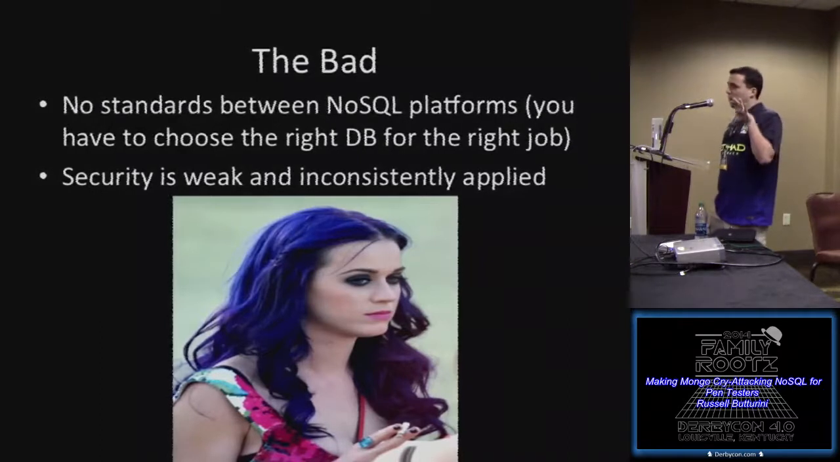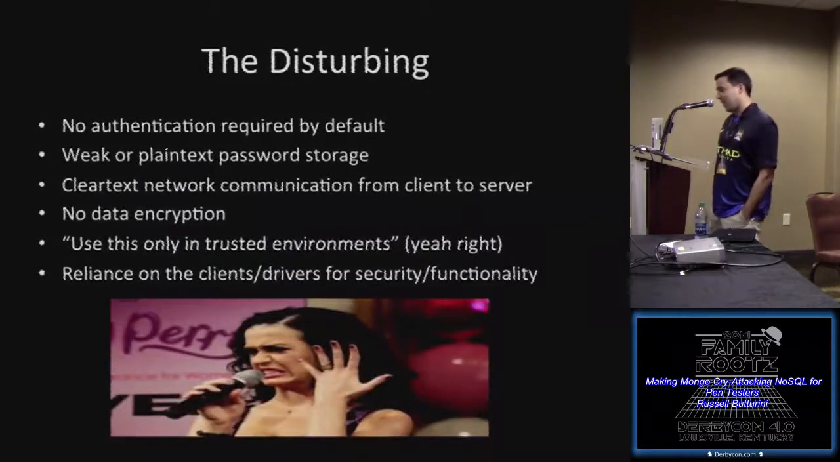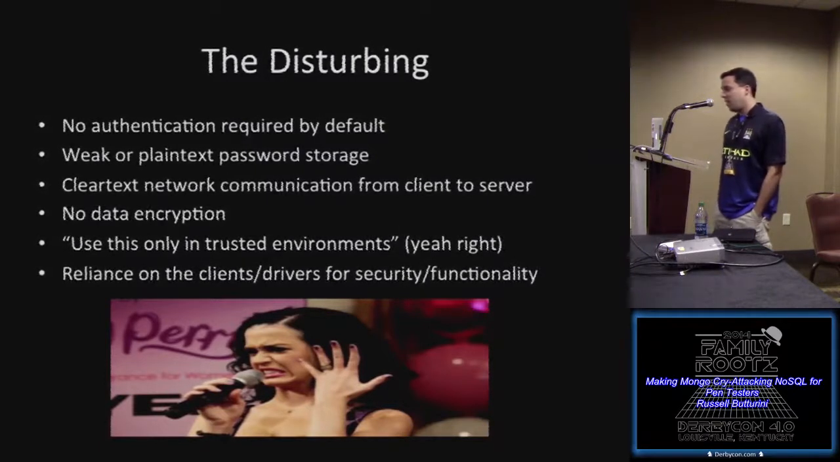We're talking a lot about Mongo today just because it's easy to focus on one for sake of example. But all of them pretty much have the same problems if you look across the different platforms. And then we have Angry Katie. There's no authentication required by default on most of these platforms. There's weak or plain text password storage. Mongo uses a single round of MD5 with a static salt.